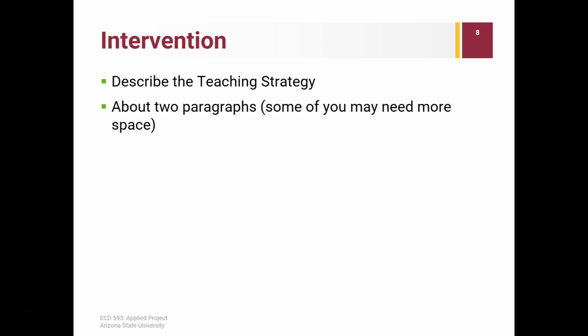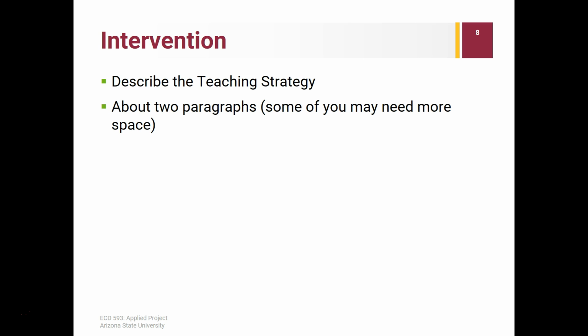The intervention section of the paper is simply a description of the teaching strategy you will be using. For example, if I were writing about using a social story intervention, I would say that social stories are stories that teach social skills by providing information about the social situation. However, this is not nearly enough detail.